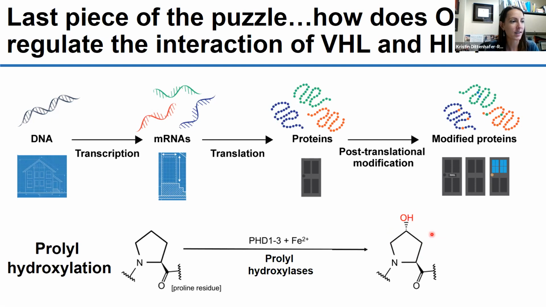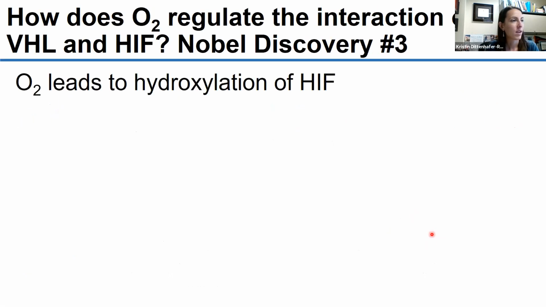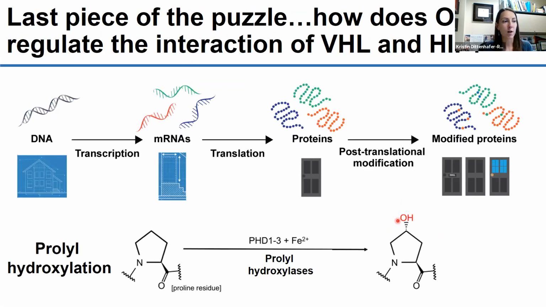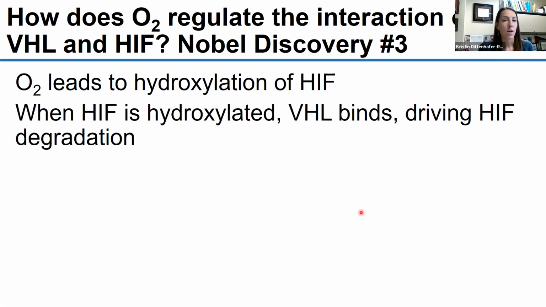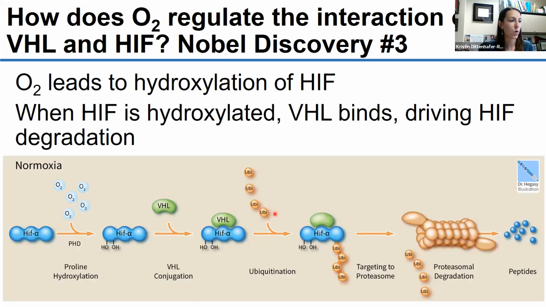We're going to go back to the bigger schematic now. Now we see kind of a direct involvement of oxygen, right? We at least see an oxygen molecule being present in this process. So what was found was that oxygen levels lead to the hydroxylation of HIF. When HIF is hydroxylated, this allows VHL to bind, and then it drives HIF degradation. So let's look at it pictorially. We're going to walk through each one of these steps here.